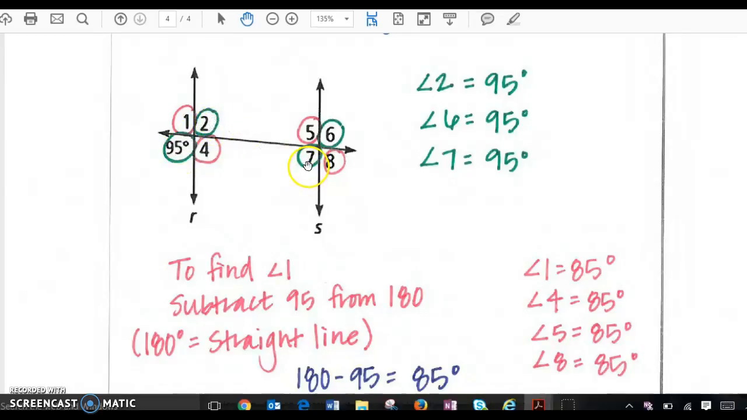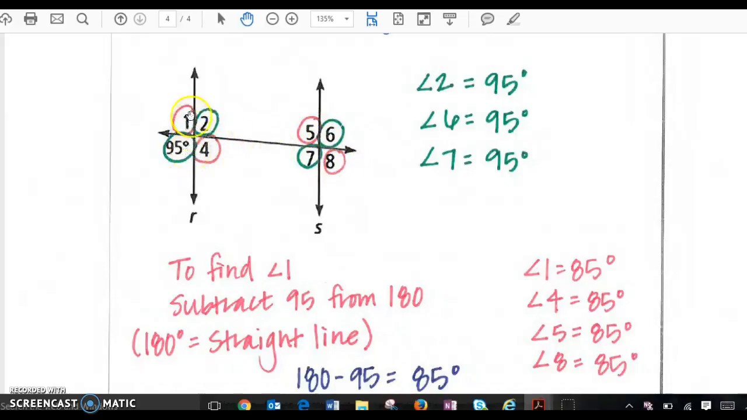2 is alternate interior to 7, so 7 is 95 degrees. And 2 and 6 are corresponding, so they equal the same measure as well. So 6 is 95 degrees. That's great. Now, how do we go back and get all the other ones?